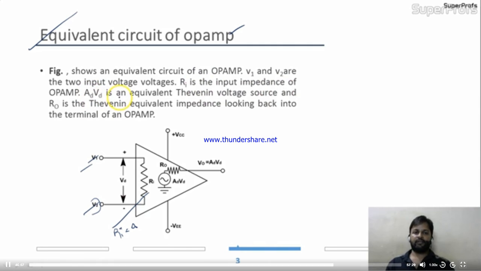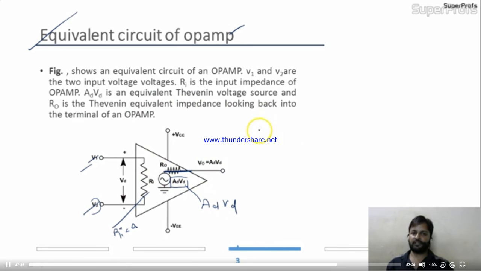And AD VD is an equivalent Thevenin voltage across R0. This is the R0. R0 is connected with the equivalent voltage of the circuit, AD VD. R0 should be very low, meaning there should be no drop over here. So the Thevenin voltage source, and R0 is the Thevenin equivalent impedance looking back into the terminal of an Opamp. Is it okay to you?